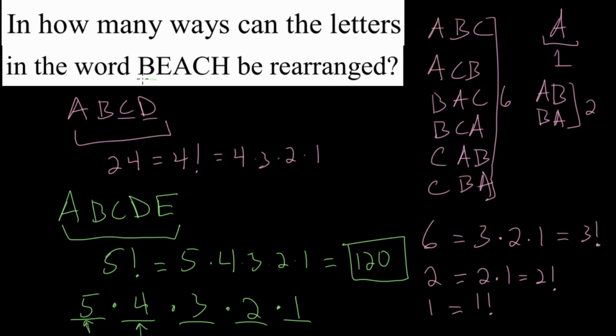And of course, you could do this the hard way and actually list all of these out. You could start with B first, then you have these 4 letters, which could be arranged 24 different ways. Then you have E first, and again you have 4 letters that could be arranged 24 different ways. Essentially, you can do that 5 times total, and 5 times 24 is 120.